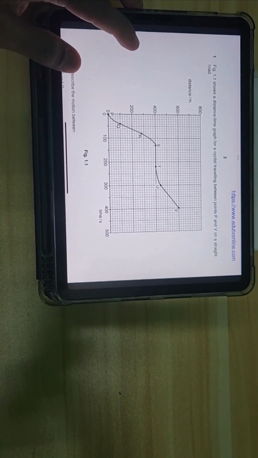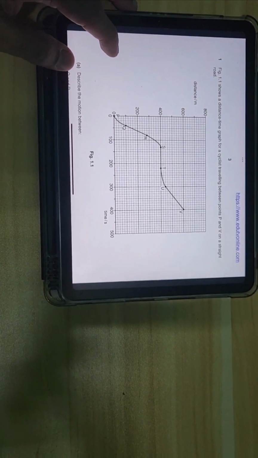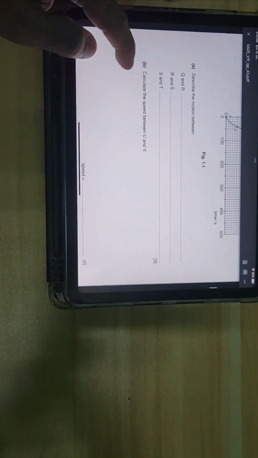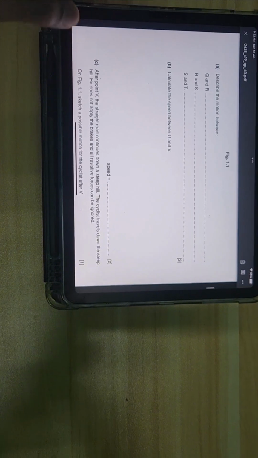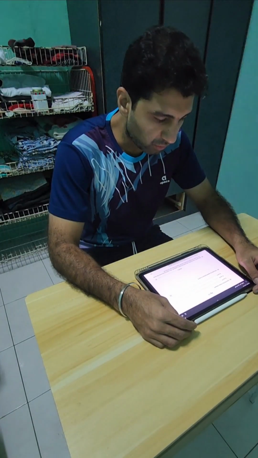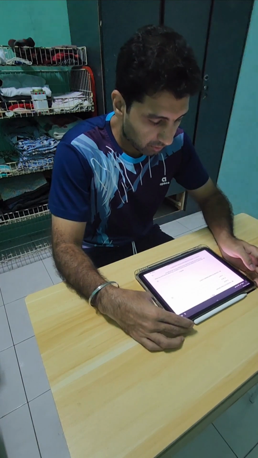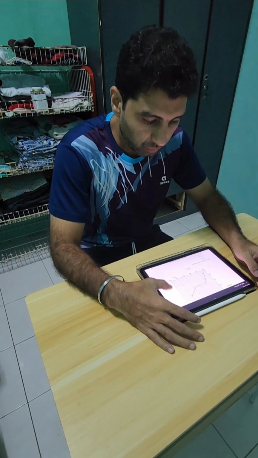Figure shows a distance time graph for a cyclist traveling between point P and V on a straight road. So it is given a distance versus time graph, and I need to describe the motion and then calculate the speed. But how do I do this? How do I do this? Calculate the speed between U and V.